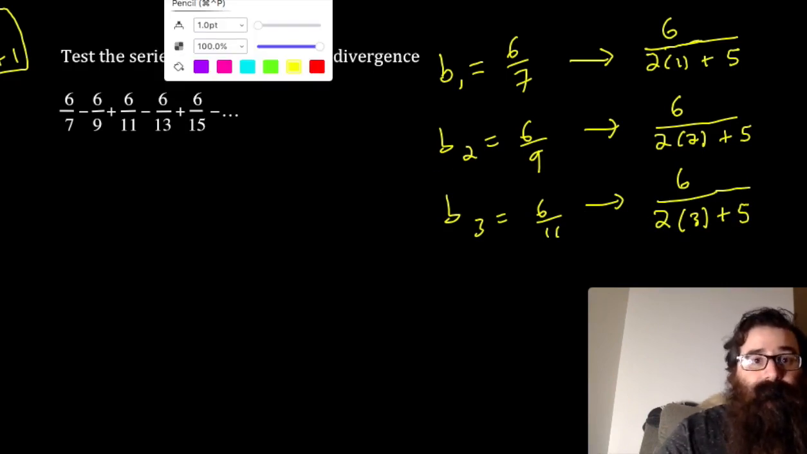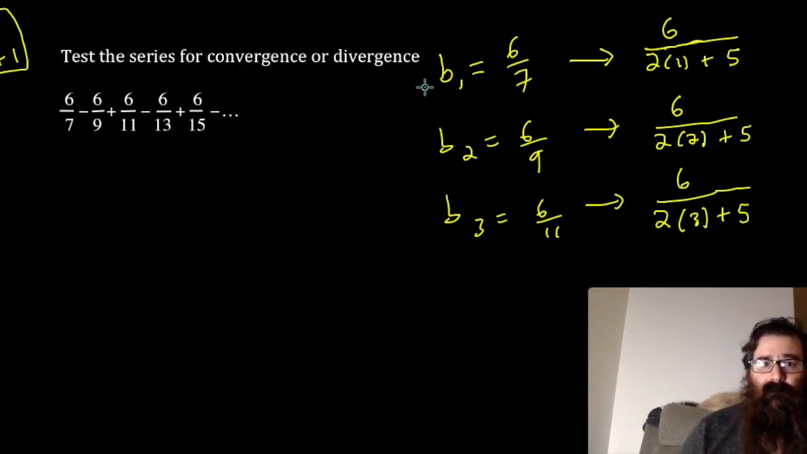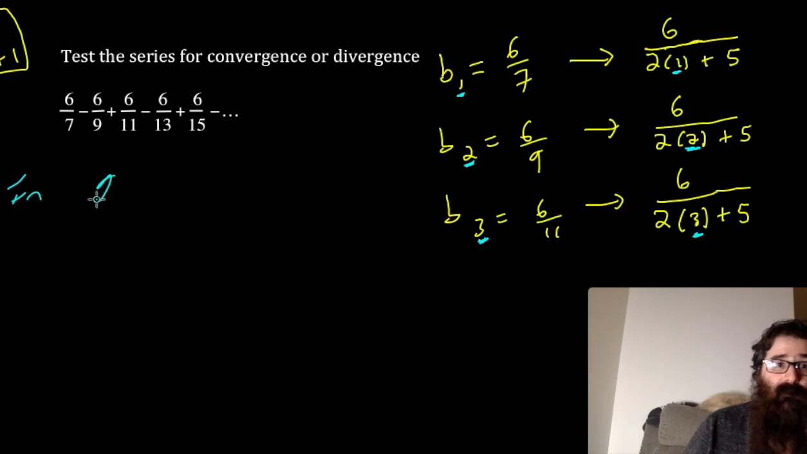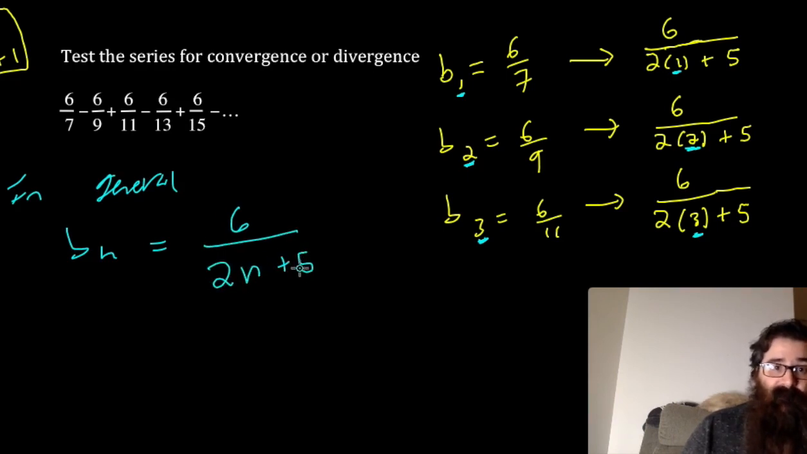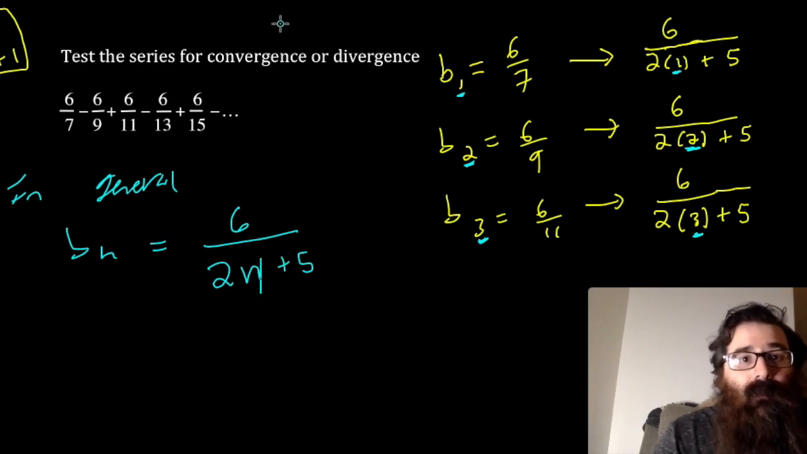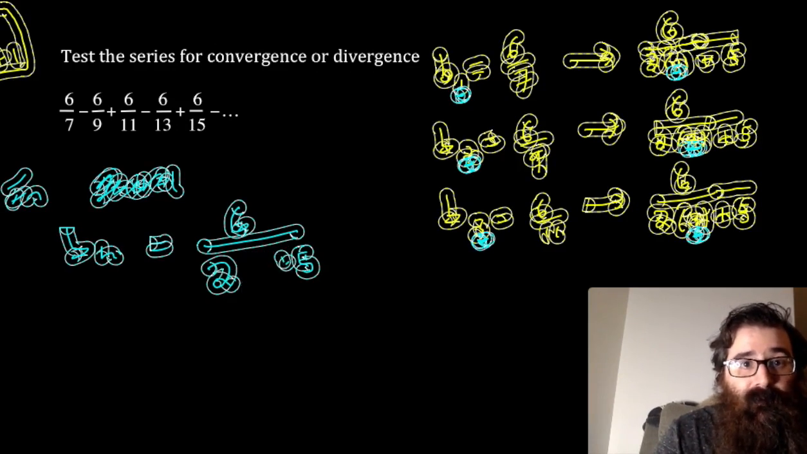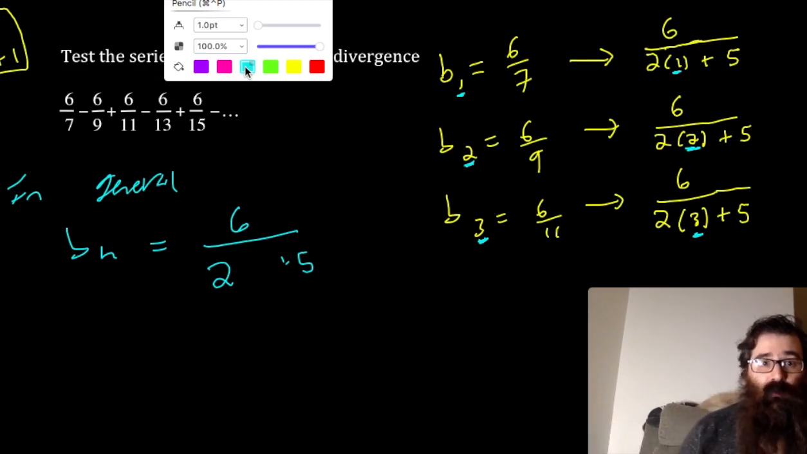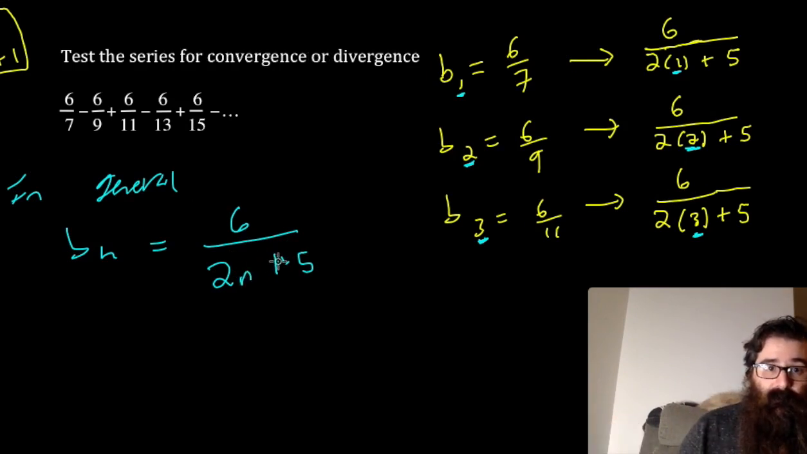So this allows me to reference those subscripts. So b sub 1 is 6 over 2 times 1 plus 5. B sub 2 is 6 over 2 times 2 plus 5. B sub 3 is 6 over 2 times 3 plus 5. So in general, b sub n is 6 over 2 times n plus 5. I got a little stray glitch, so I'll fix it because you're worth it. If you're watching this video, you're worth it. And that's what I have for b sub n.